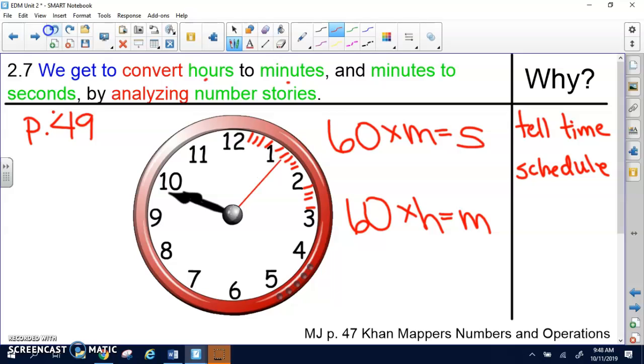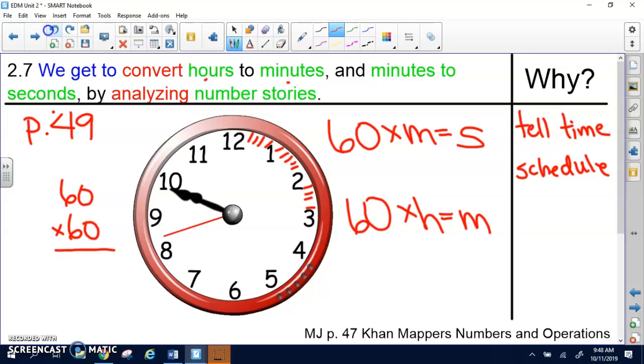Sometimes what you're going to have to do is go all the way from hours to seconds. So you're going to have to take 2 steps. Starting with the hours, multiply by 60 to get the minutes, and then starting with the minutes, multiply by 60 to get the seconds. Just for your reference, I know it doesn't show it here. If you were to multiply 60 times 60, right?